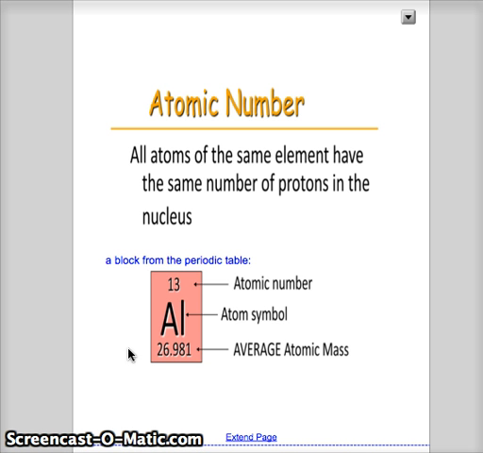So if you were looking at a block from the periodic table, you have atomic number here, atom symbol here, and average atomic mass on the bottom. We'll be going over average atomic mass later. I'm not going to describe that just yet. Okay, so atomic number is the number of protons. Atomic number, number of protons. I said that so many times because I really, really need you to know that.